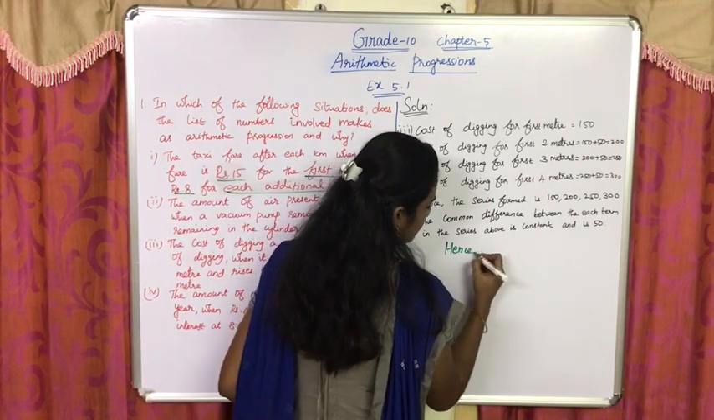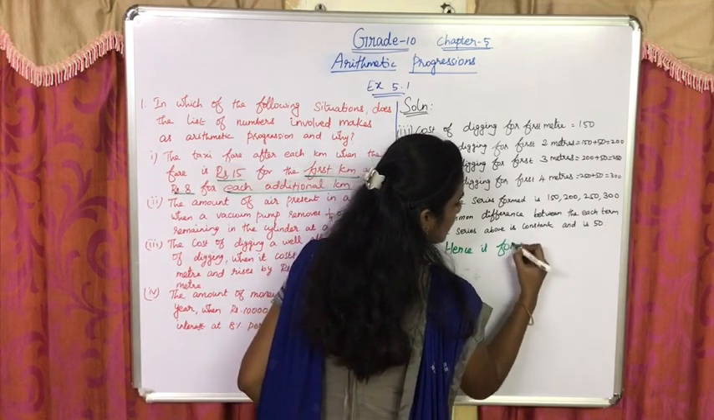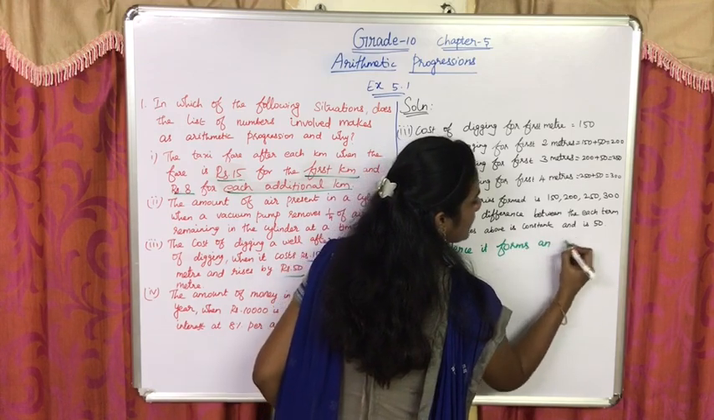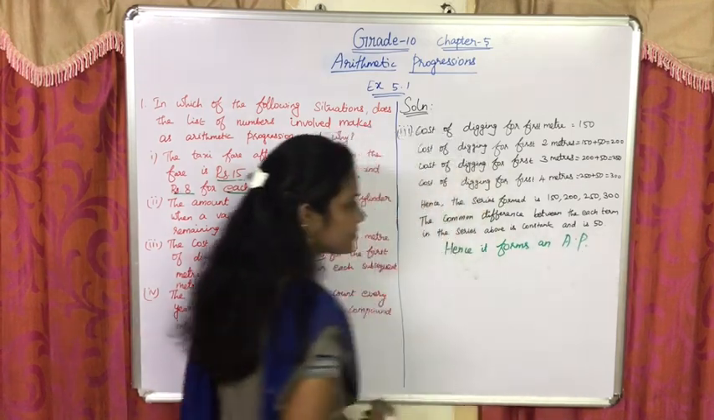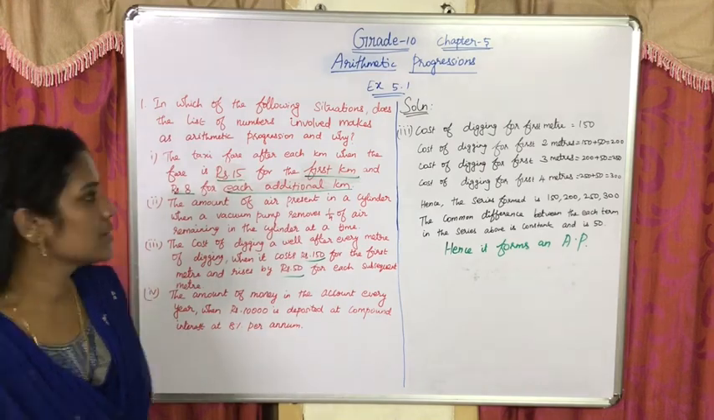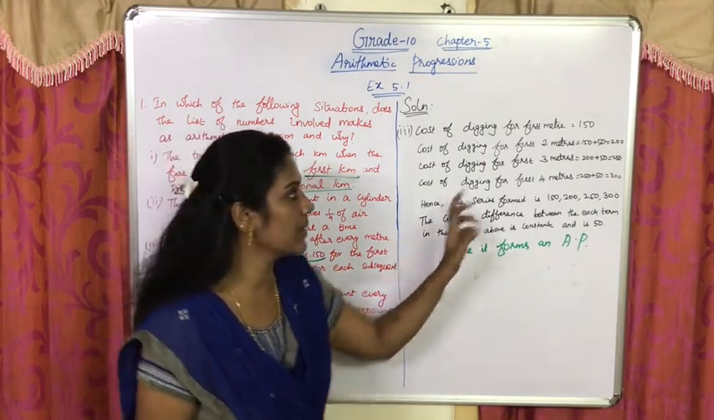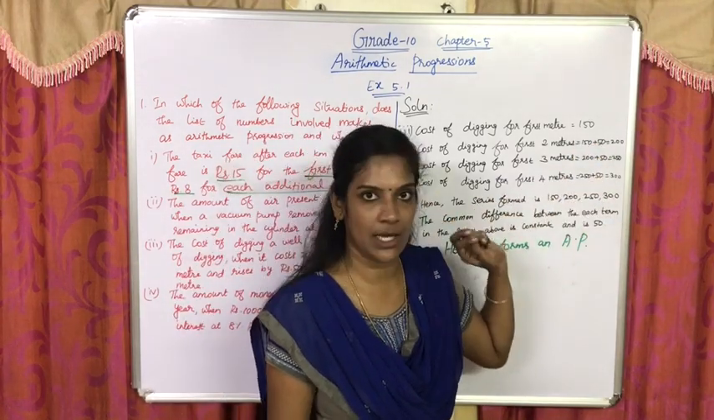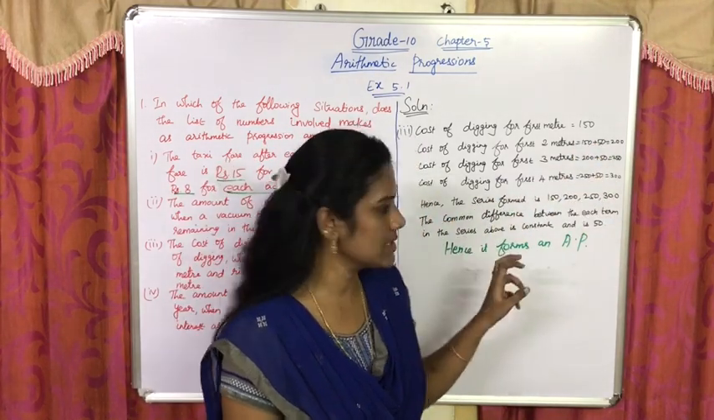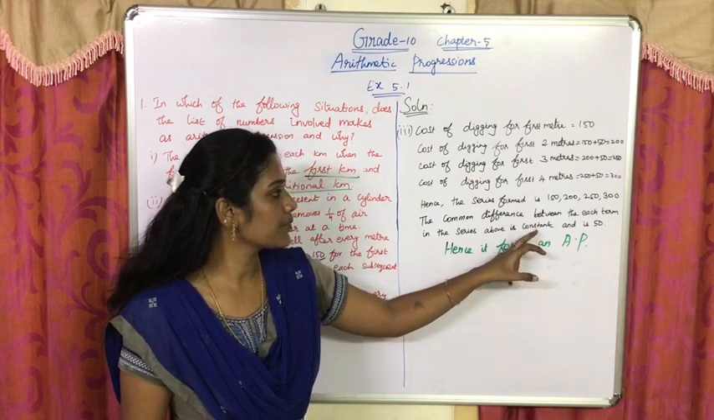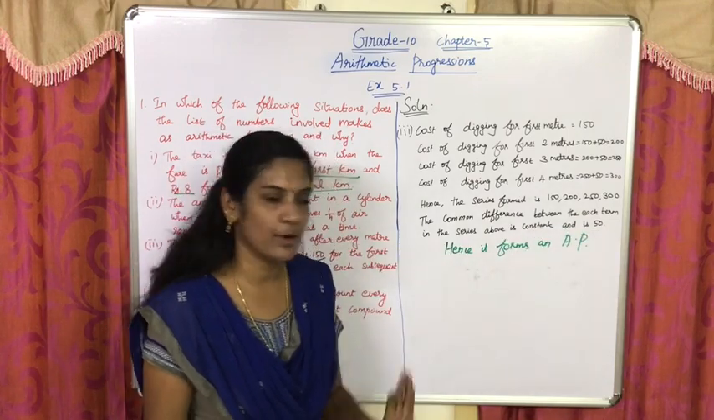Hence it is an AP. Clear? So for the first kilometer it is 150 rupees. For each subsequent kilometer I am adding 50 rupees in each case. So I am getting the series like this. The common difference is 50, so it forms an AP.